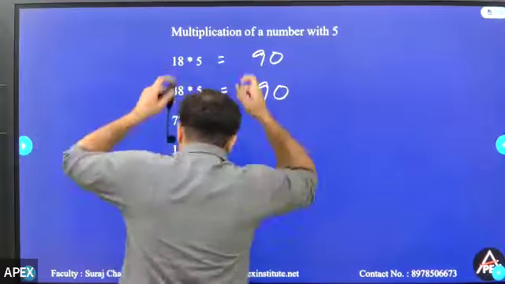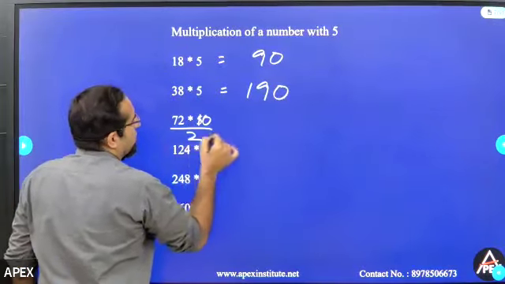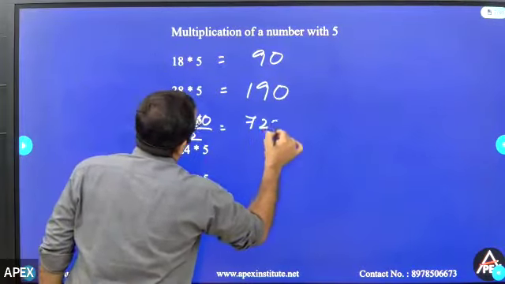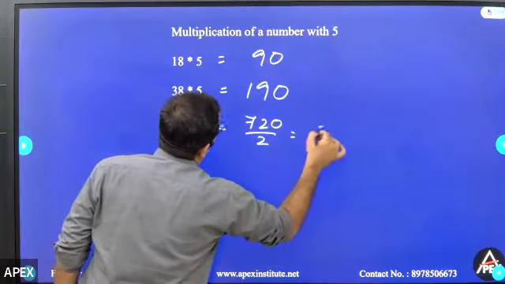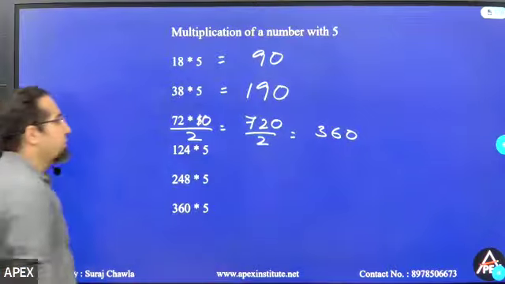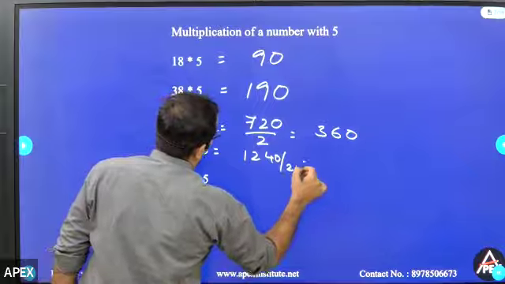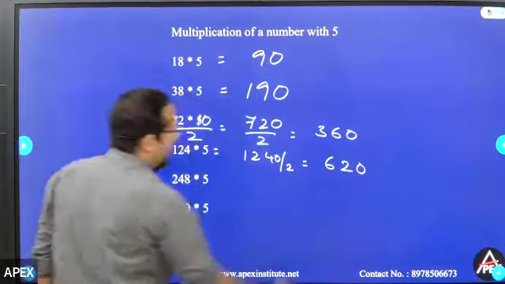So instead of 72 into 5, we will write this as 72 into 10 divided by 2, which becomes nothing but 720 divided by 2, which is going to be how much? 360. Clear? Similarly, this becomes 1240 divided by 2, which will become how much? 620.